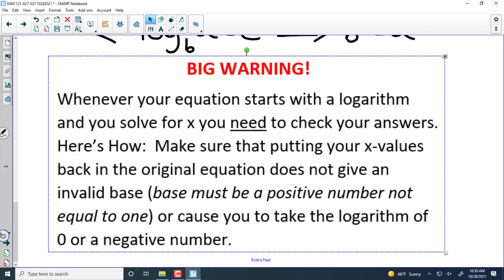Did you ever solve an equation for x when you squared both sides? And then you had to go back and check your answers, and even though you didn't do anything wrong, you could get a bad answer? It's actually the same thing that can happen here. So what happens is, when you're all done and you have your x value, you need to make sure that putting that back in the original equation does not give you an invalid base. You need to make sure you're not trying to make the base be something it can't be. And you need to make sure that it's not saying you're taking the logarithm of 0 or a negative number.